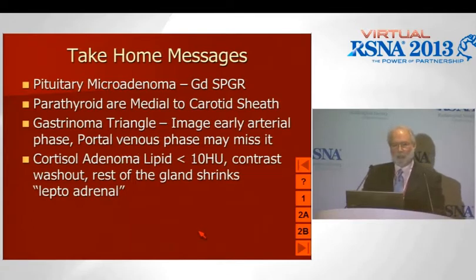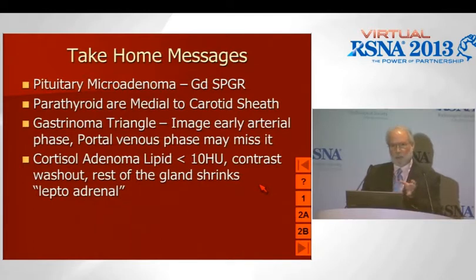Cortisol adenomas typically have enough lipid in the cells that they have a low attenuation on CT, so you want to look for that, to see whether they have an attenuation that's less than 5 or less than 10 Hounsfield units. And some people also look at the rate of contrast washout.